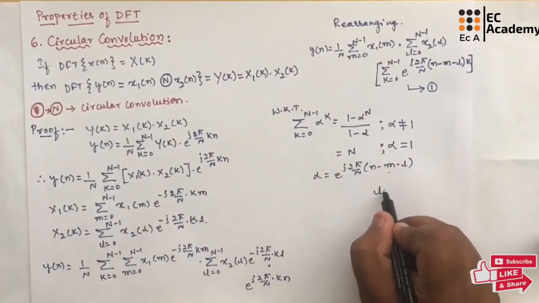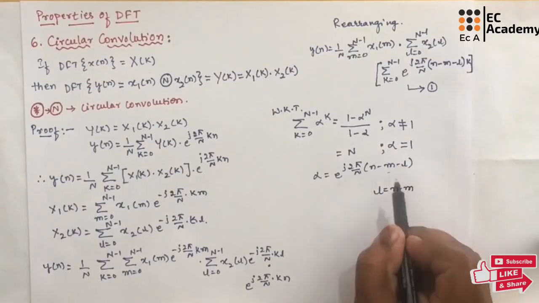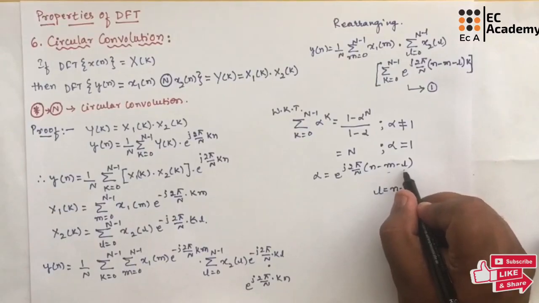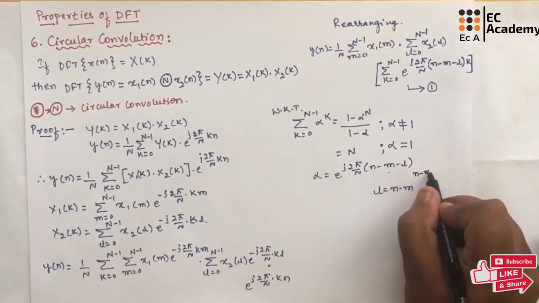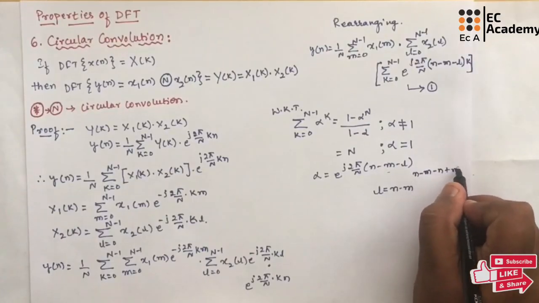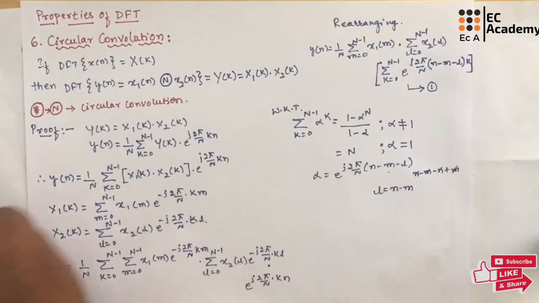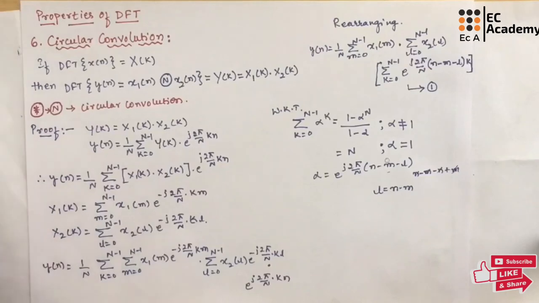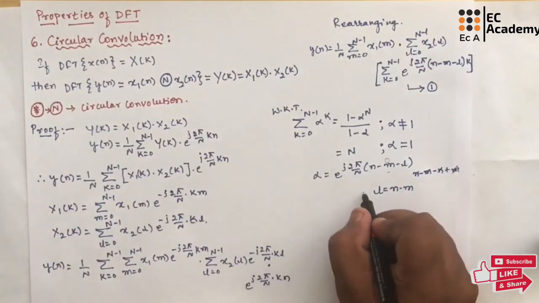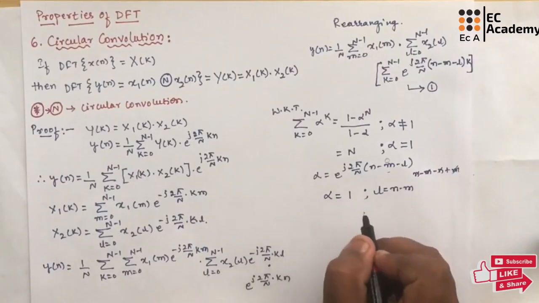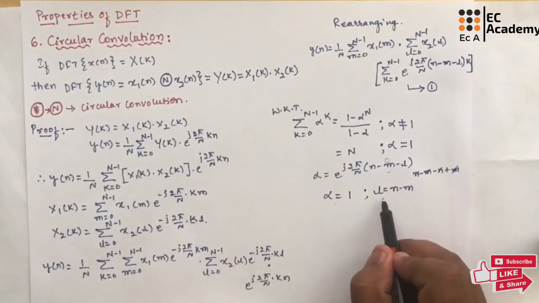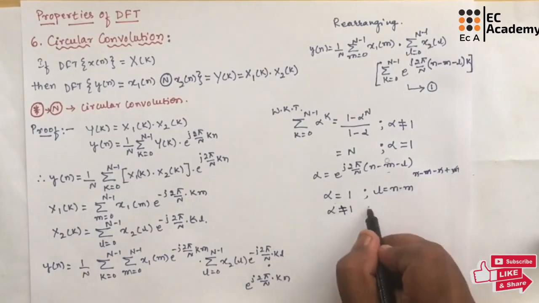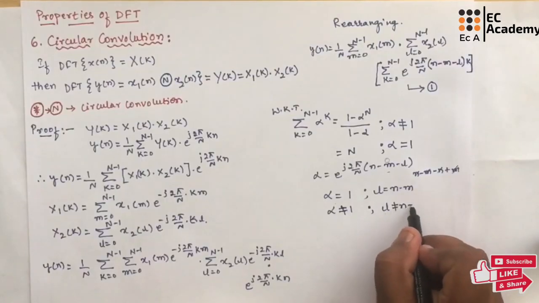If we take L is equal to n minus m, at that case if we put n minus m in place of L, we can write n minus m minus n plus m. So we can cancel out all these terms. So this term will become 0. So e to the power of 0 will be equal to 1. So at that case we can say alpha will be equal to 1. So alpha will be equal to 1 when we make L is equal to n minus m, and alpha will not be equal to 1 for L not equal to n minus m.